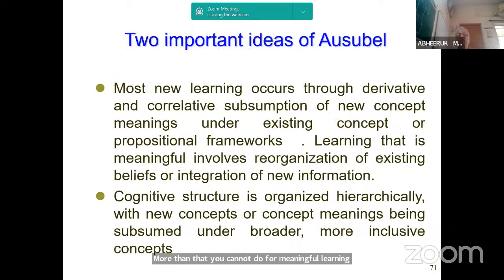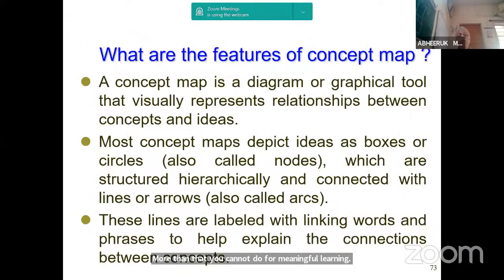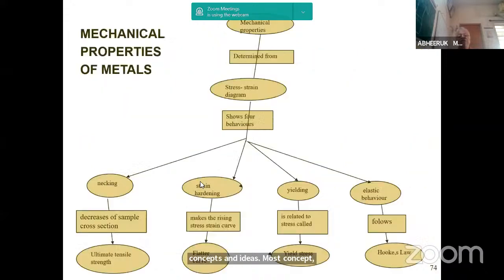Okay, now we are going to the concept map. A concept map is a diagram or graphical tool that visually represents relations between concepts and ideas. Most concept maps depict ideas as boxes, as I have already explained. Here is one example: properties of metal, stress strain diagram. Again, these are all concepts and these are connecting lines.